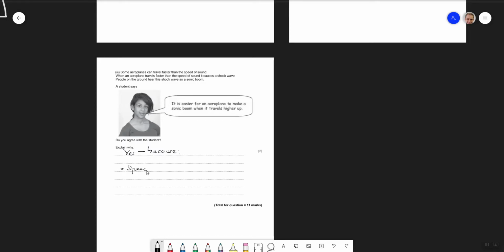the speed of sound decreases with height. Therefore it is easier to travel faster than sound at higher altitudes. And there we go, that's my answer to that one. Okay.